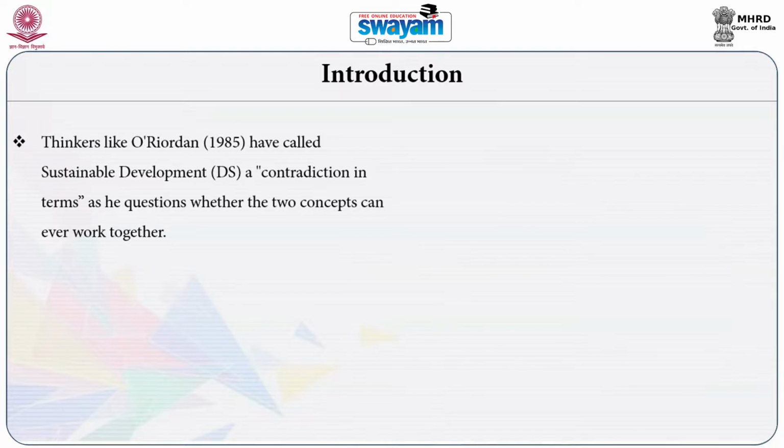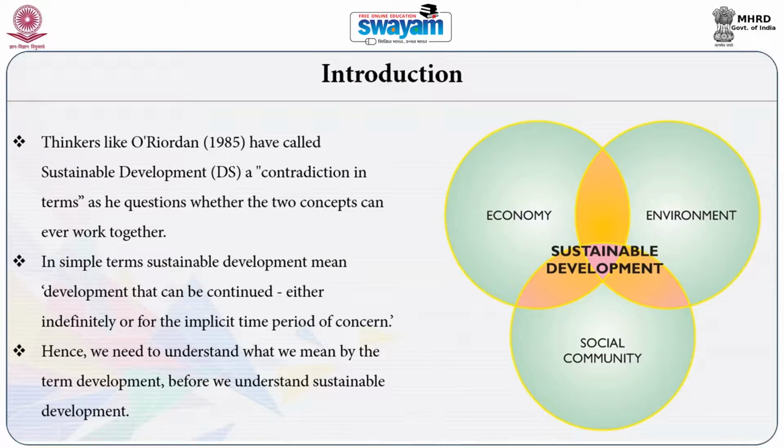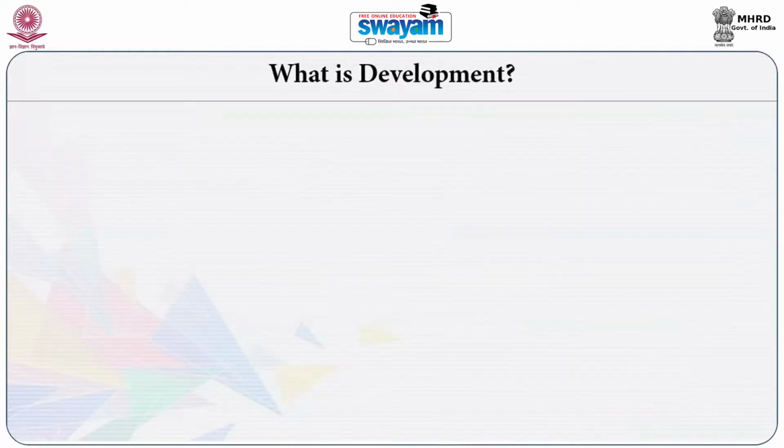For example, Rio Drin in 1985 called sustainable development an oxymoron, meaning that you can't really put these two concepts together. So let us see if that is true. What do we mean by development?